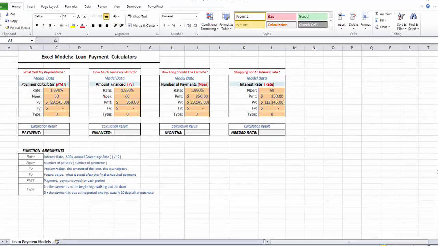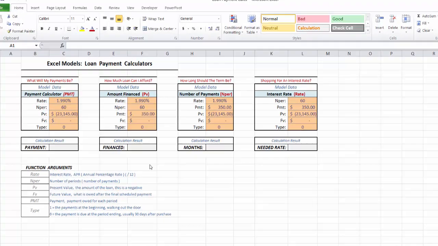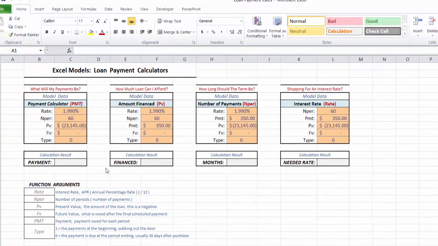Okay, Nance, I'll start off with the payment calculation, with just a few assumptions before we get started. The assumption is that Natalie's going to buy a car with this loan. She's talked to the credit union. They're offering a 1.99% interest rate for 60 months, or 5 years. The car she's looking at is $23,145. A future value is what is owed after the final scheduled payment. Well, obviously we want that to be 0.